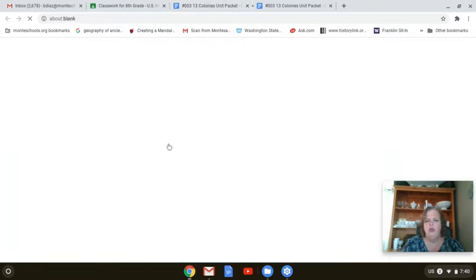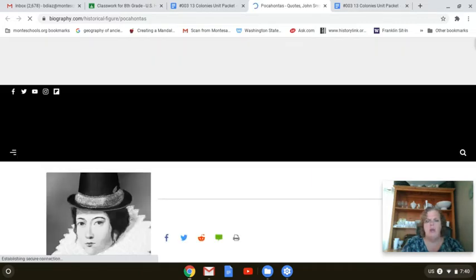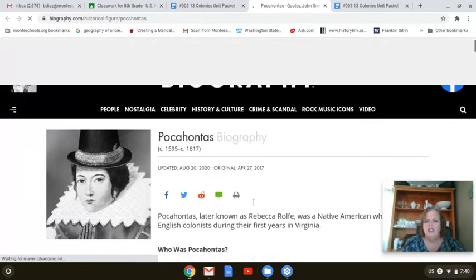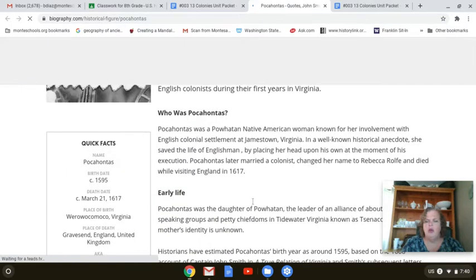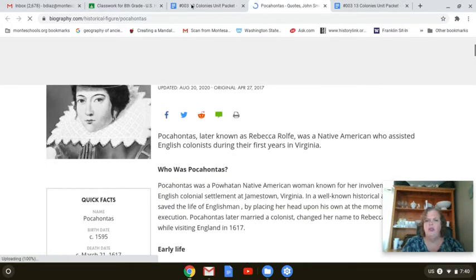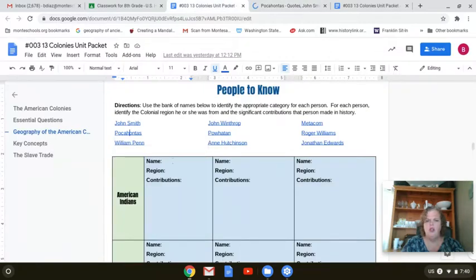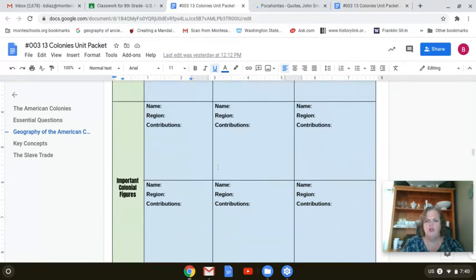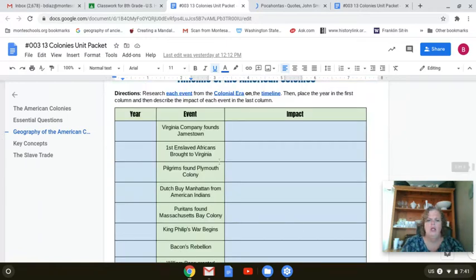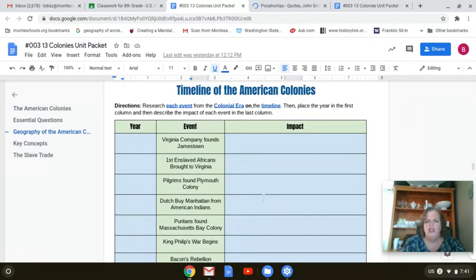And if you open this up, you'll see that you'll have a biography. It comes from the site biography.com, and it gives you all the information that you are going to need to know to fill in this part about Pocahontas. So you would type Pocahontas, what region she's from, and her contributions, and you'll do that with all 9 of those people. And anyway, as you go along, you will see different things to do.